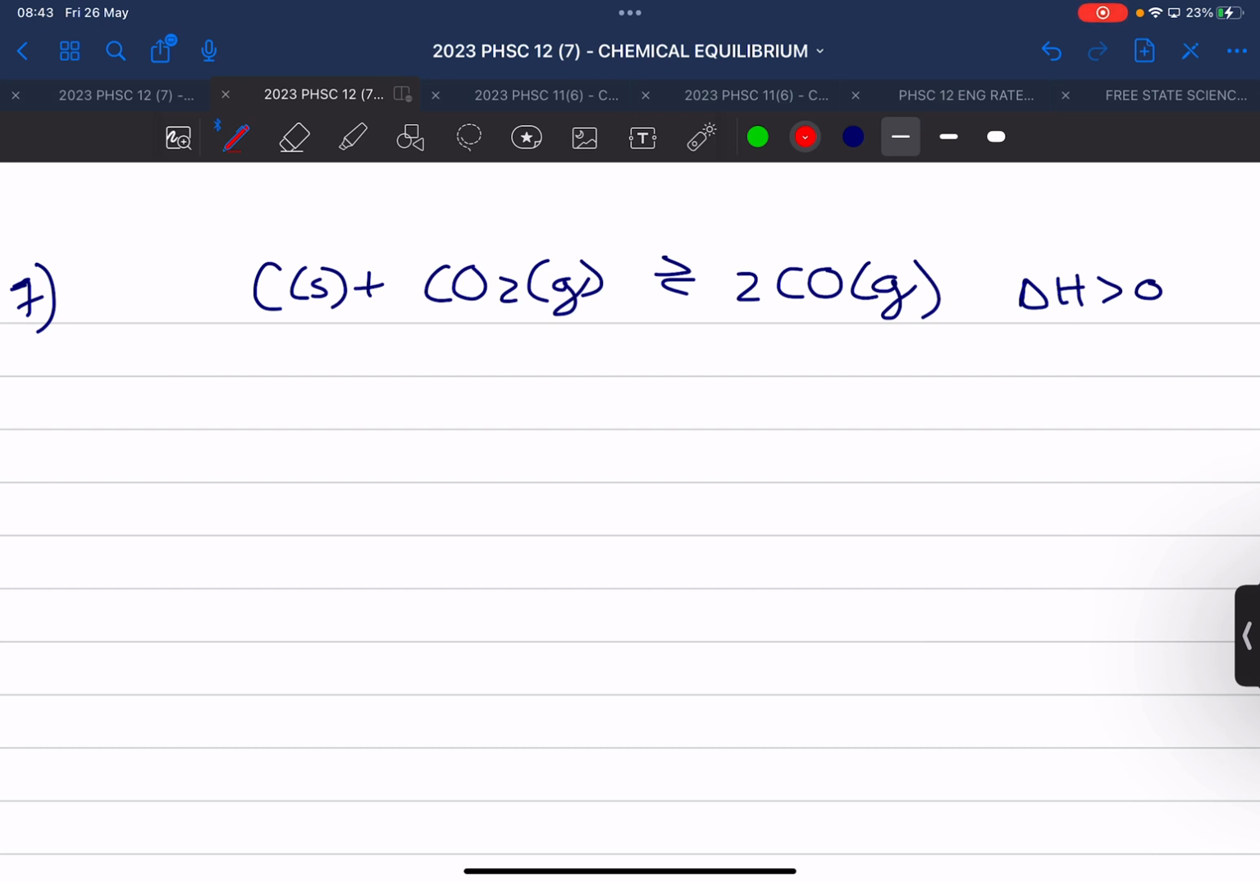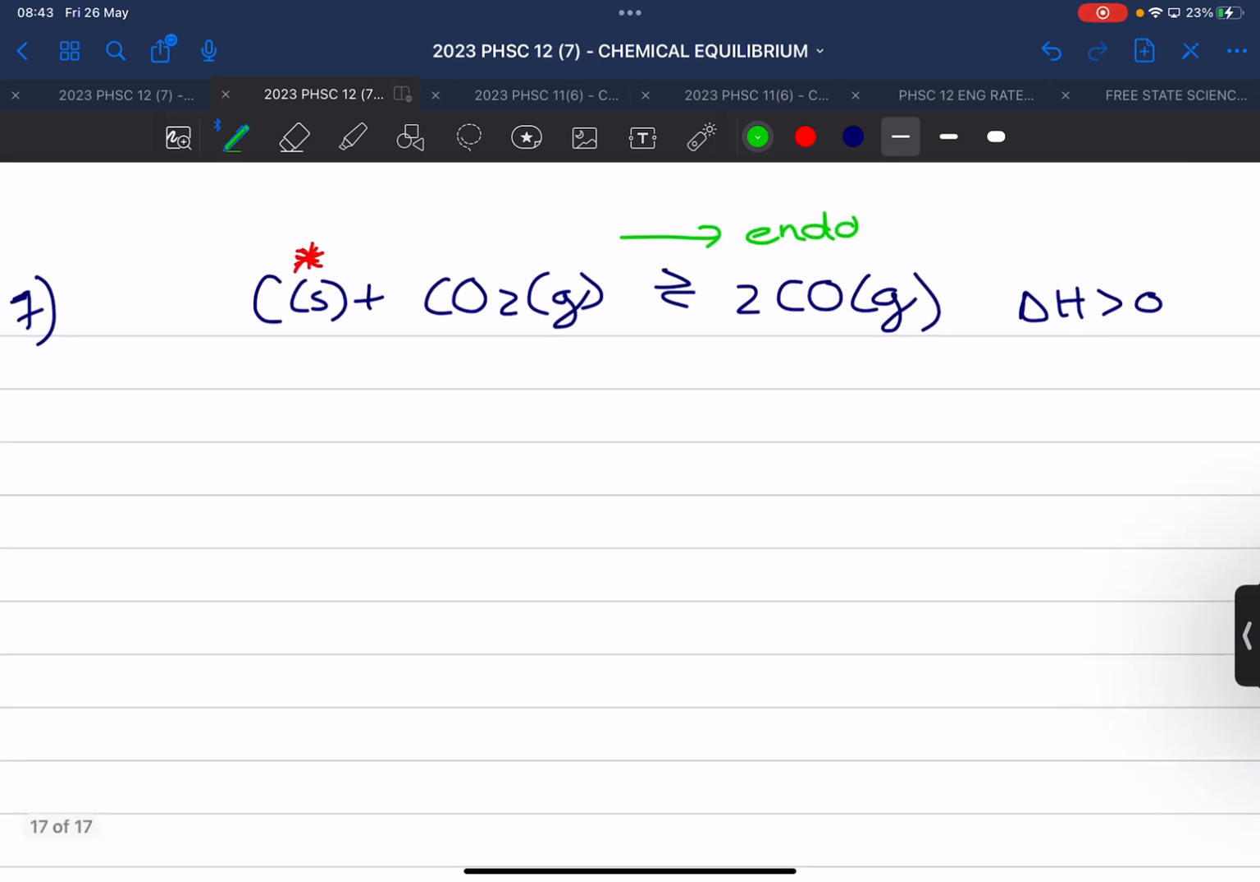You check the phases. So you see this one is a solid. Careful. What else? Okay, and what is it? Endo. The forward reaction is endothermic. And what's the last thing that you check? It is balanced.